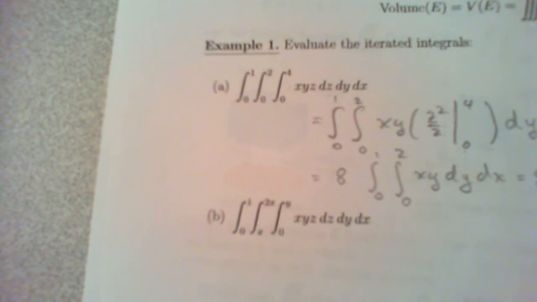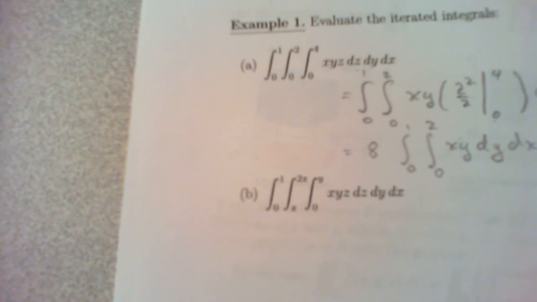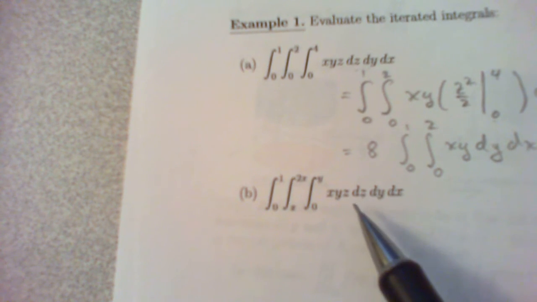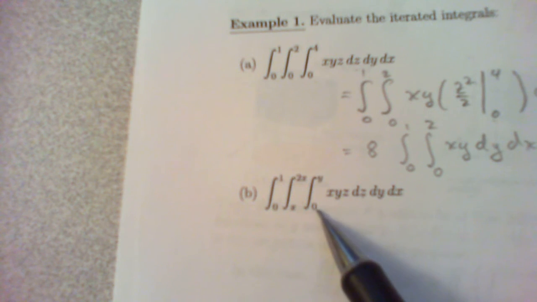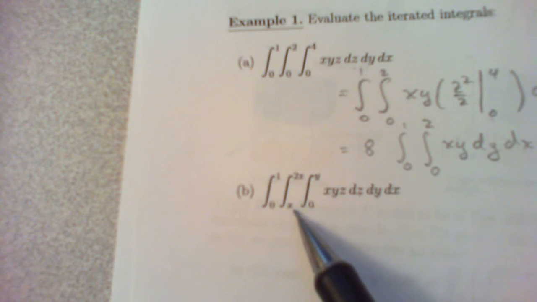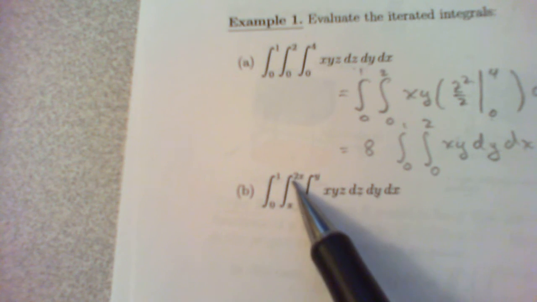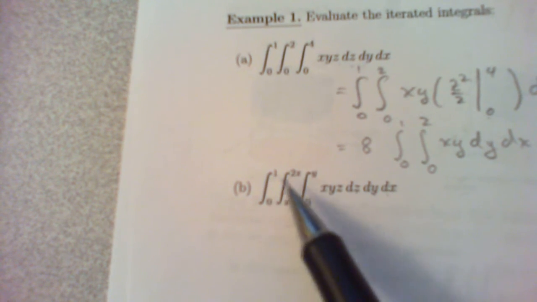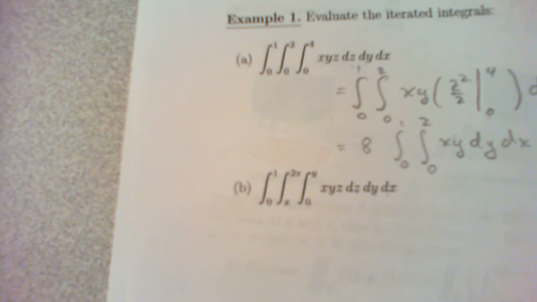All right, let's look at a more complicated one. I want to scoot this in for the limits of integration here. Now this is a way more complicated situation. So z is going between a function which is 0 and y. y is going between these two functions, x and 2x. And x is going between 0 and 1.